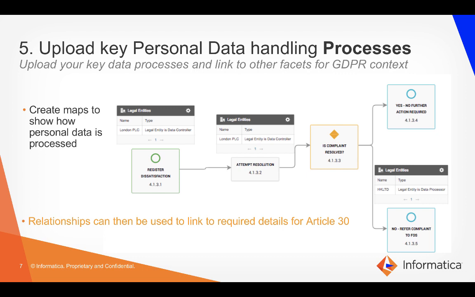A couple of additional things you might want to consider are which business areas or legal entities are responsible for the data throughout the processes. For instance, we can see here London plc is acting as the data controller. These will be documented in the business area and legal entity facet, but can be linked in to the process map as you see here.